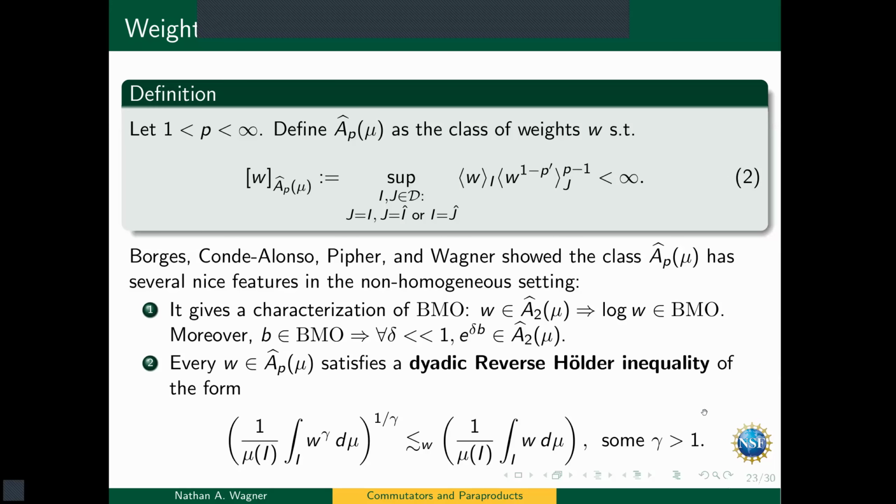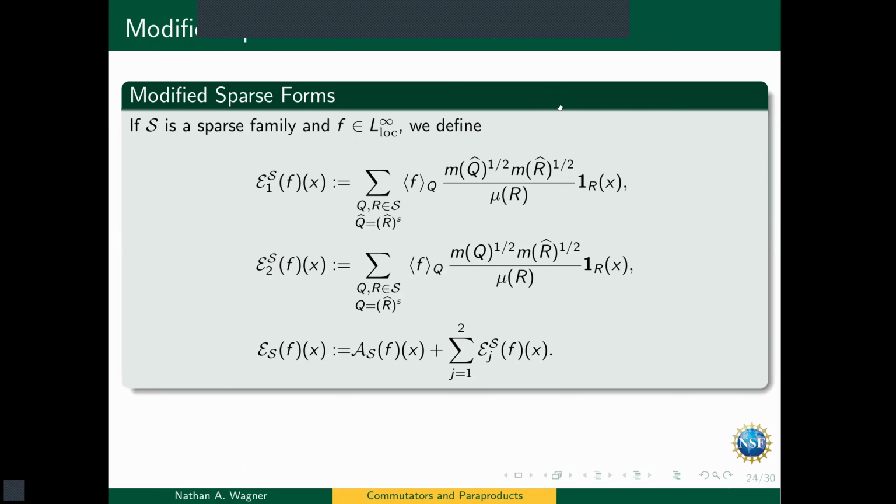It turns out that we were able to improve that. So to discuss this, we need to look at some modified sparse forms that arise when considering this Hilbert transform operator. And these modified forms arise because you can be in a situation where you have two dyadic intervals, say Q and R, that are dyadic relatives of each other, so they have some common dyadic ancestor. But because the measure is not dyadically doubling, there's no good way to compare their mu measures.